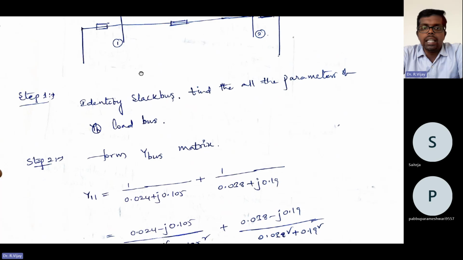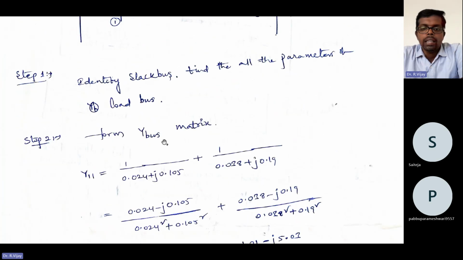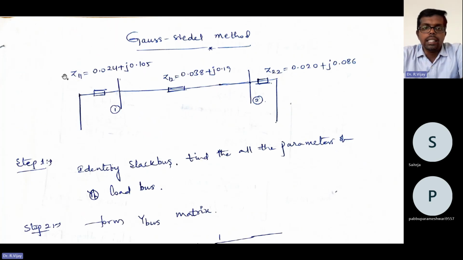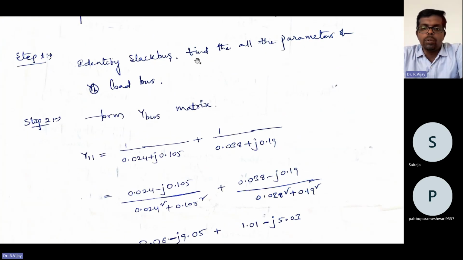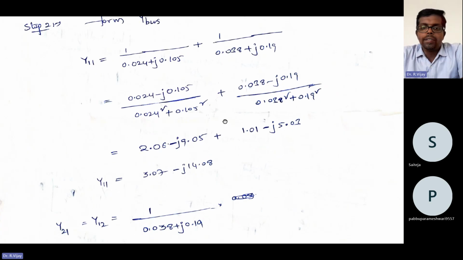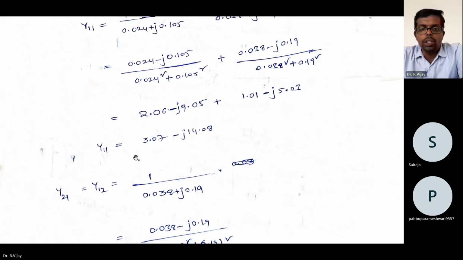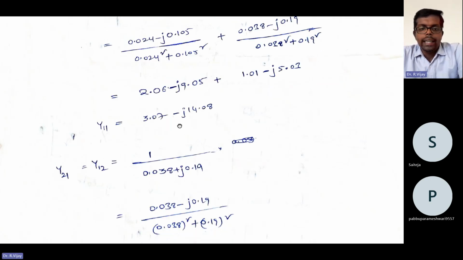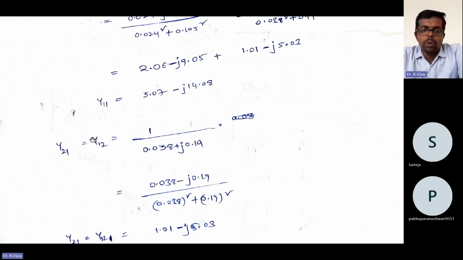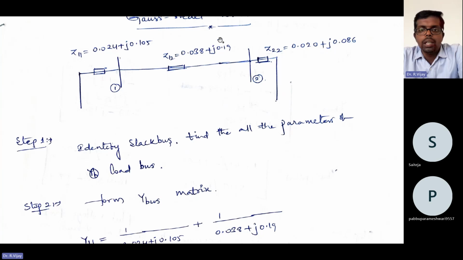So the impedance values are given. So 1 divided by Z11 plus 1 divided by Z12. After simplifying, Y11 is equal to 7 minus j 14.08. Next Y21. Y21 or Y12 is equal to 1 divided by that value, whatever the value given.